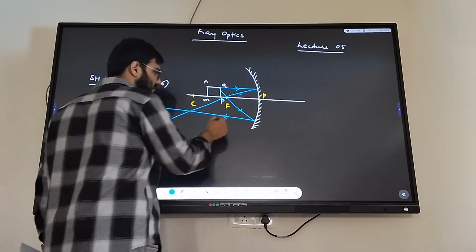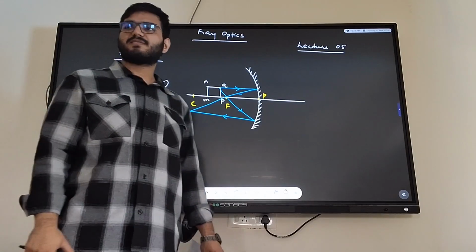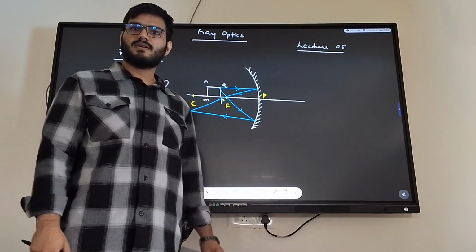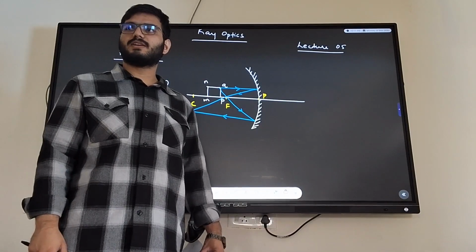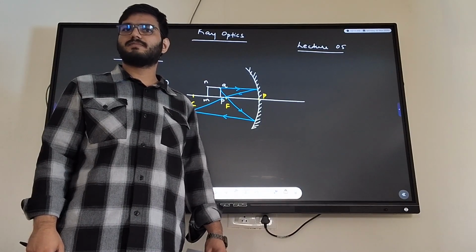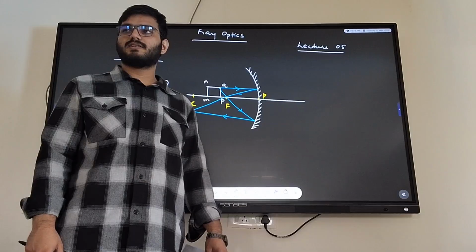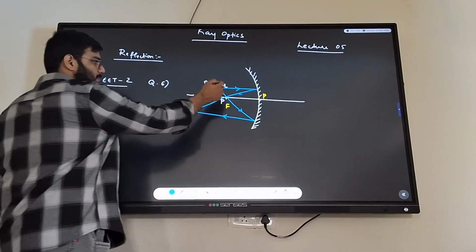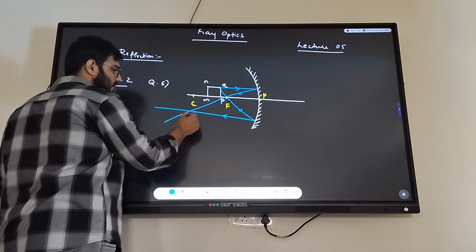By the way, if the object is placed between C and F, then what kind of image should you get? Beyond C, and what should be the nature of the image? Enlarged. Real, inverted and enlarged. This is what I hope to find. For Q, I found a Q prime here.